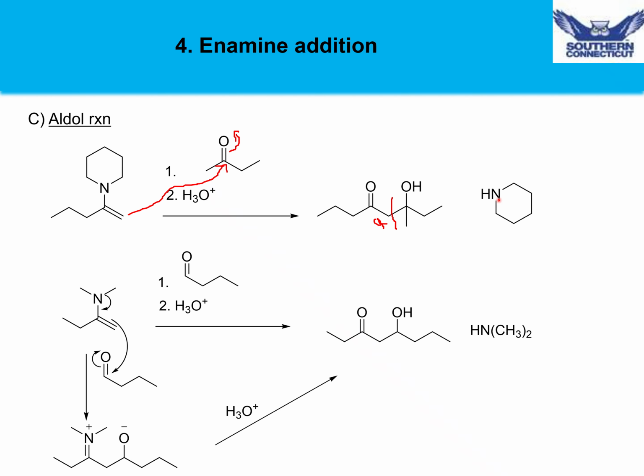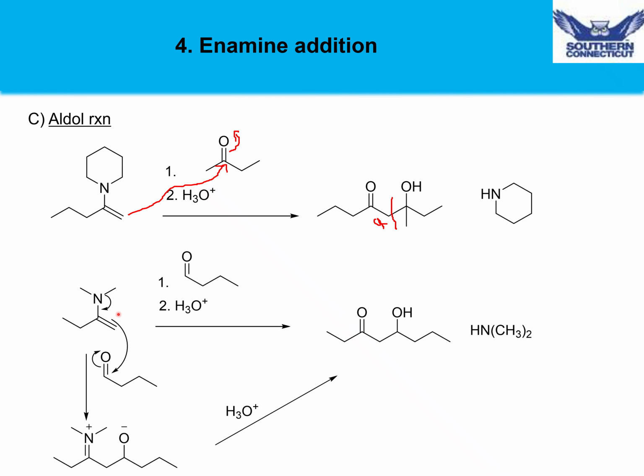The secondary amine can always be determined based on what you have here in the enamine. So simply that nitrogen will be replaced by water, and it picks up a proton to become the secondary amine.